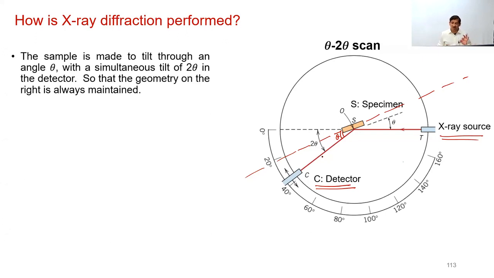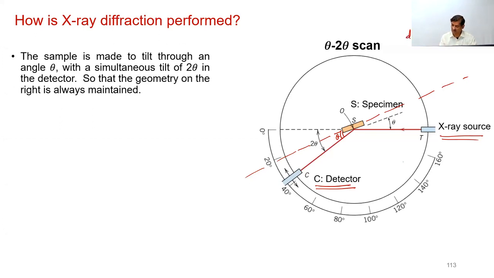Supposing I have a polycrystalline sample, or even if it's a single crystal, doesn't matter. We put the sample into the stage, we put it in position, and as you know, lambda equals 2d sin theta. So different planes would have different d spacings, right?